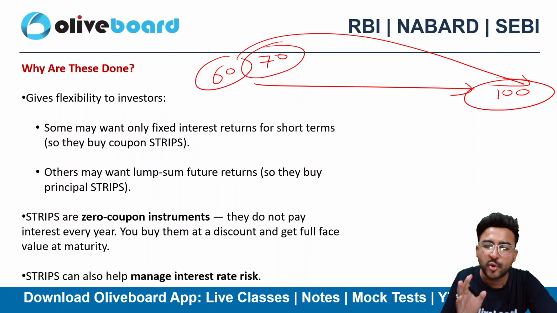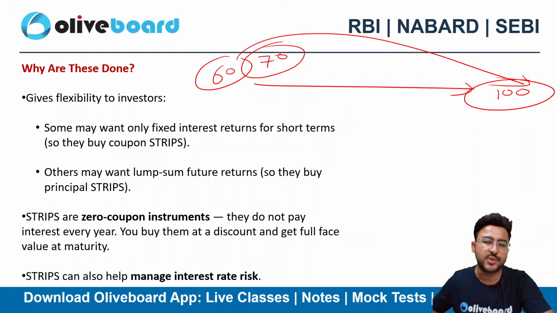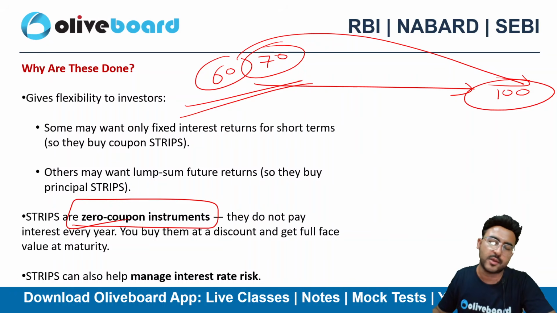What do you mean by zero coupon? I'm not paying you any interest, but effectively I am paying you interest, right? Every year I won't be paying you interest. However, zero coupon bonds are issued at deep discount, right?